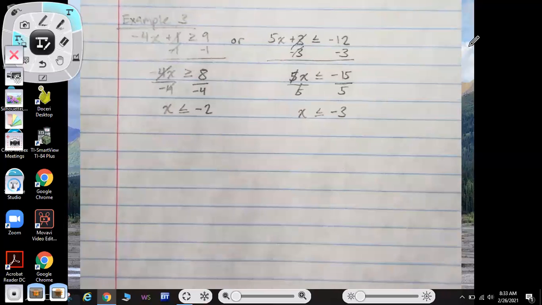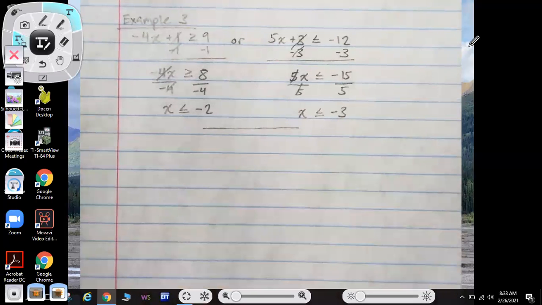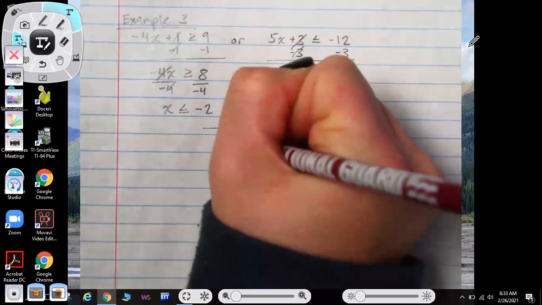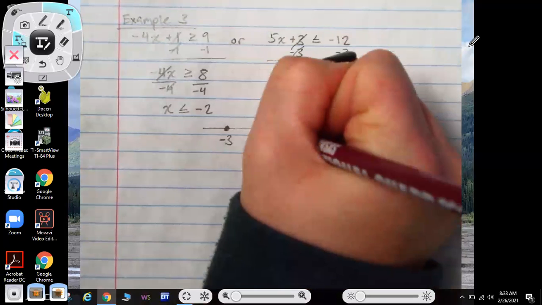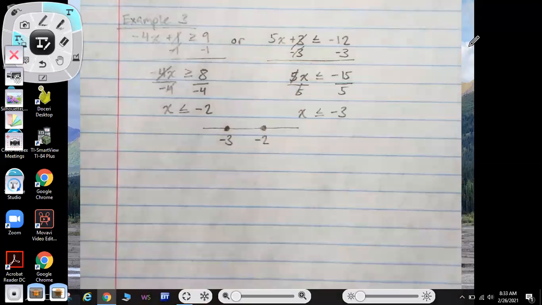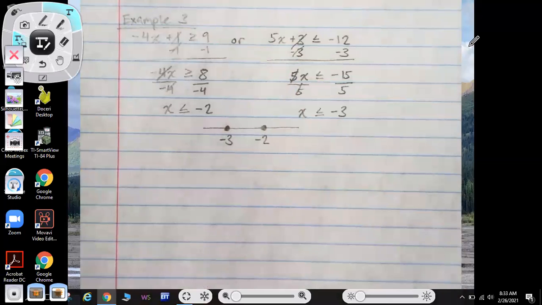Okay, let's draw our number line. Now make sure that you're putting the numbers on the number line in the correct order. When you have negative numbers, the larger negative numbers are further to the left. So our number line is going to have a closed circle at -3 and a closed circle at -2 in that order. And it's closed circles on both of them because we have less than or equal to symbols in both of our inequalities.